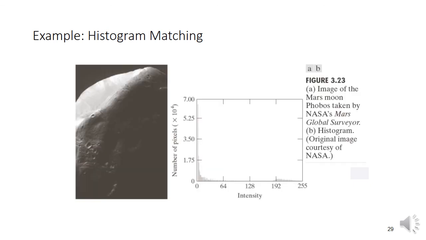So this is an application of histogram matching. We have an image of the Moon of Mars, Phobos, taken by the NASA Mars Global Surveyor. A is the actual image, which is from NASA, and image B is basically the histogram of this image, the original image courtesy of NASA.